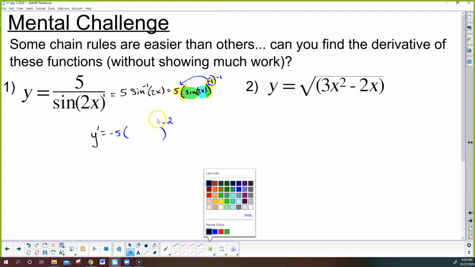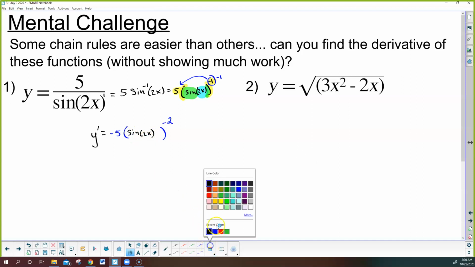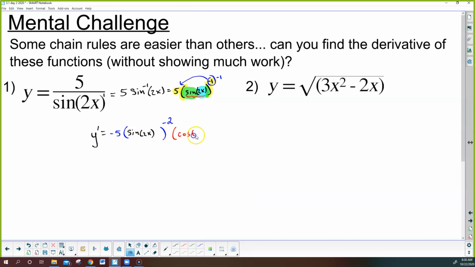So there's the derivative of the outside. Keep the inside exactly the way it is. Don't change that. And now I have to do my double chain rule. So now I have to multiply by the derivative of sine. Well, the derivative of sine is cosine. But since this has an inner piece, we're going to keep the inside piece on that.